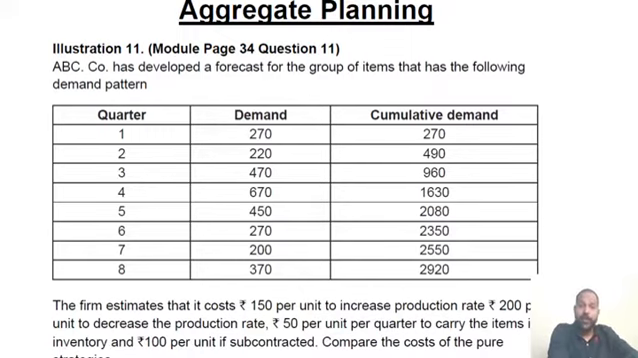Well, ABC Corporation has developed a forecast for a group of items in the following demand pattern. So this is the quarter. So they've done quarterly. They've done 8 quarters. 4 quarters is a year. 8 quarters will be 2 years. The demand goes from 270 right up till 370. So in the first quarter, the demand is 270. Next quarter, it dips. Third quarter, it goes up. Fourth quarter, it goes up. Fifth quarter, it dips. Sixth quarter, it dips. Seventh quarter, it dips. And eighth quarter, it again goes up.